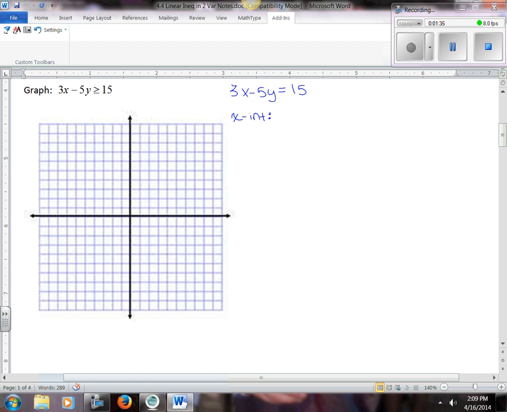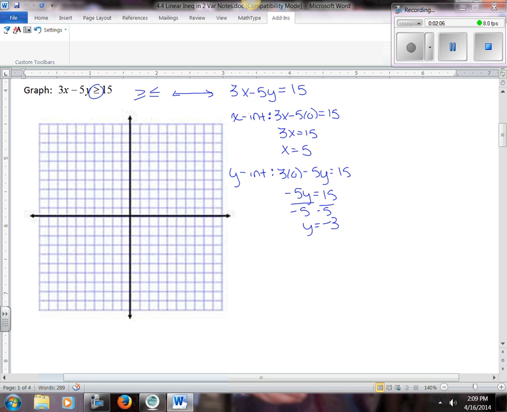Find the x-intercept, you plug in 0 for y, and we get x equals 5. Find the y-intercept, you plug in 0 for x, and you get -3. So let's plot those. Since it's this symbol, greater than or equal to, it's a solid line. So x is 5, and y is -3, and this is going to be a solid line.